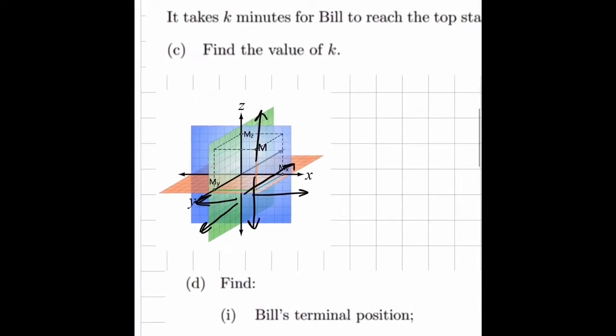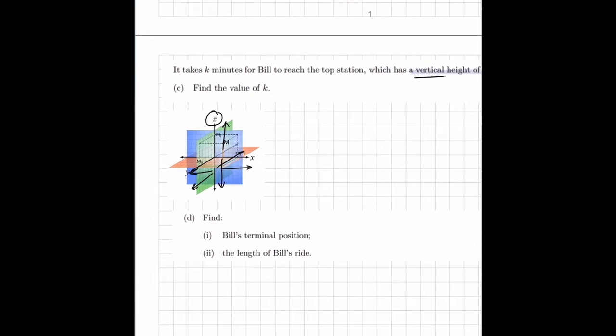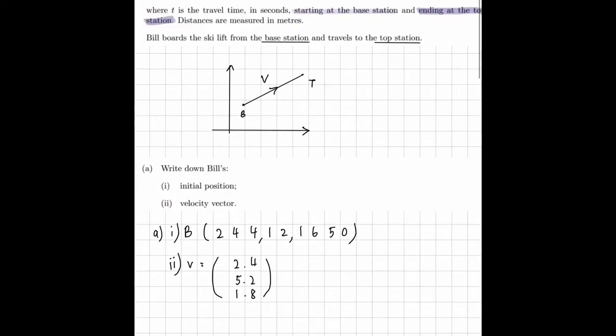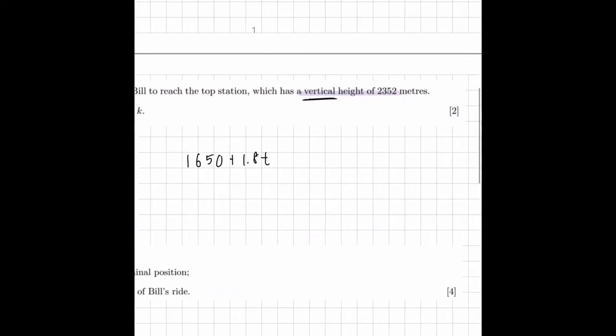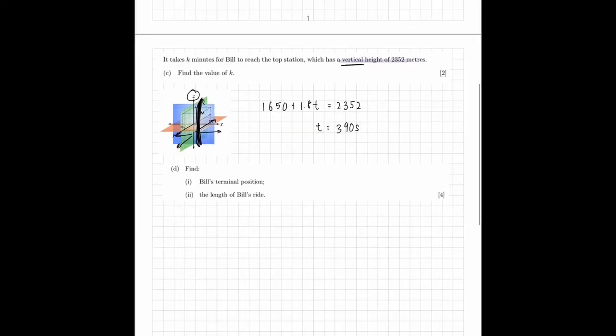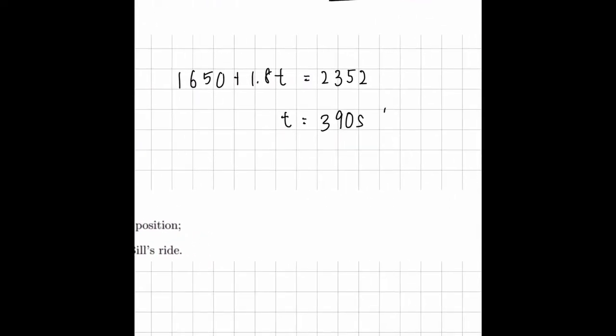Now, if you guessed Z, then you guessed correctly. The answer is Z because it says vertical height. Vertical has to do with up and down, like this plane, up, down. So we will take the Z equation, which is 1650 plus 1.8t equals 2352. And then we'll get t as 390 seconds. But keep in mind they want the answer in minutes. So we're going to divide that by 60 seconds and we'll get 6.5 minutes.